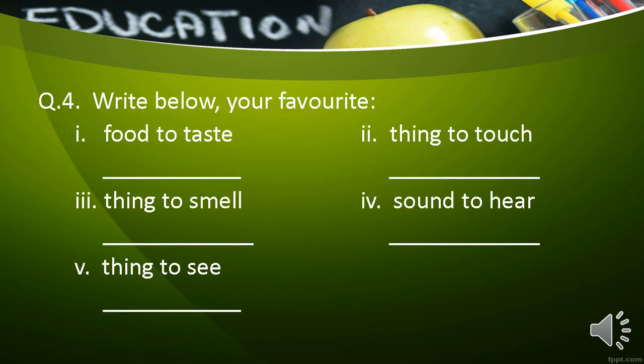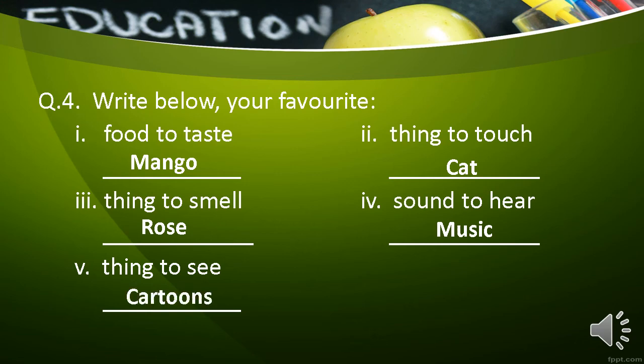Question number 4. Write below your favorite. Number 1. You have to write here your favorite food to taste, like mango. Number 2. Your favorite thing to touch, like cat. Number 3. Your favorite thing to smell, rose. Number 4. Your favorite sound to hear, music. Number 5. Your favorite thing to see, cartoons.